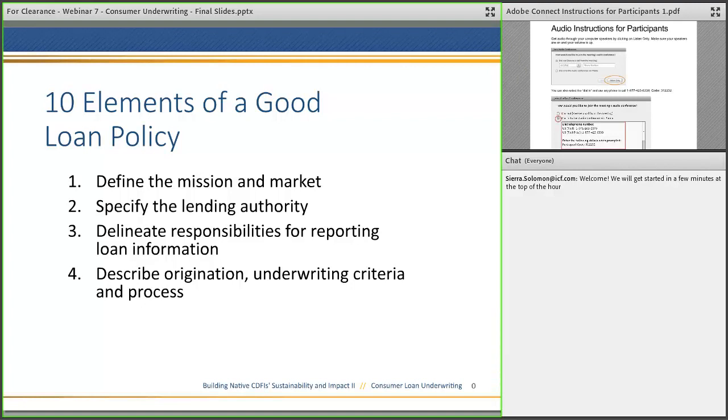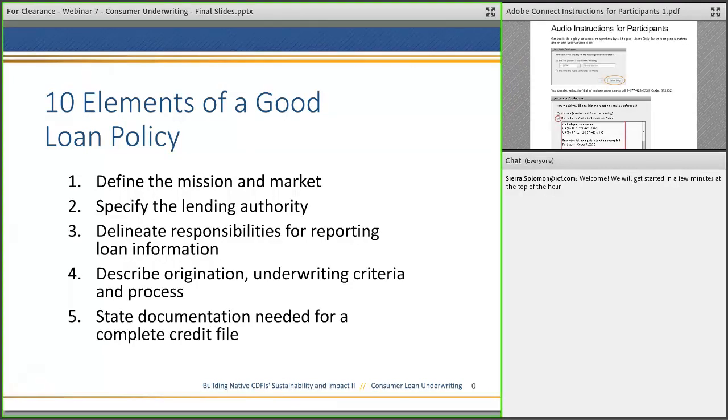So then your criteria, because those are smaller amounts and because the principal comes back to you on a more regular, quicker basis, then your underwriting criteria for those types of loans doesn't really need to be as rigorous. So if that were the case for any of you at your organizations, then you would definitely want that criteria and that process spelled out in this section.